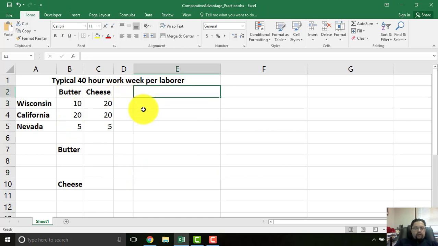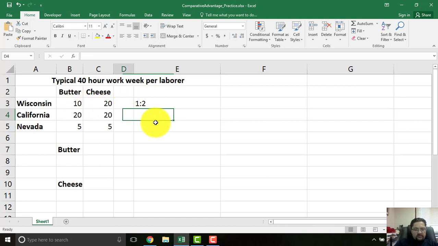Well, we need to find the ratio. I know I'm in Microsoft Excel, but the ratio is this. If I want to make 1 unit of butter, how many units of cheese could I have made in that same amount of time? We think of this as a ratio. If I make 10 units of butter, I could have made 20 units of cheese, and we break these ratios down to a 1 and a 2. The reason for that is we just chop off these zeros.